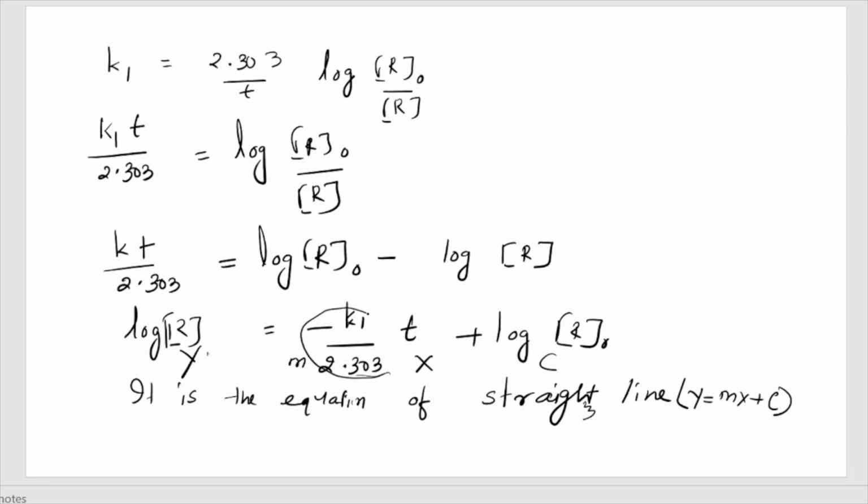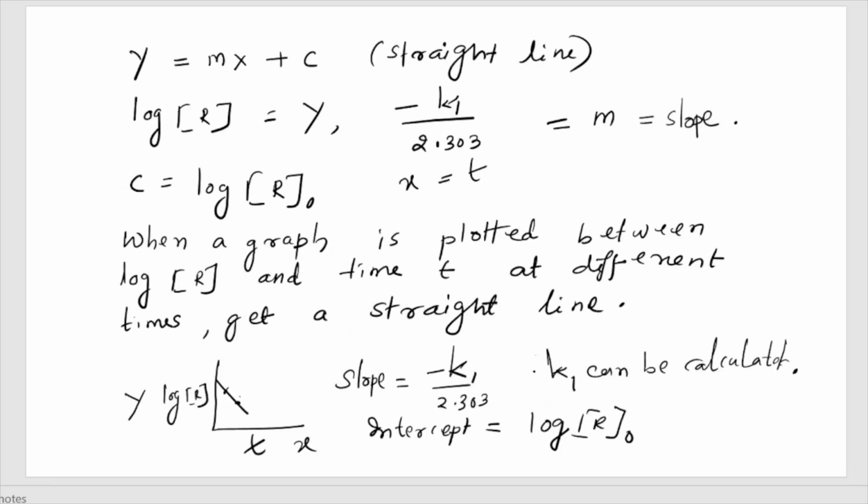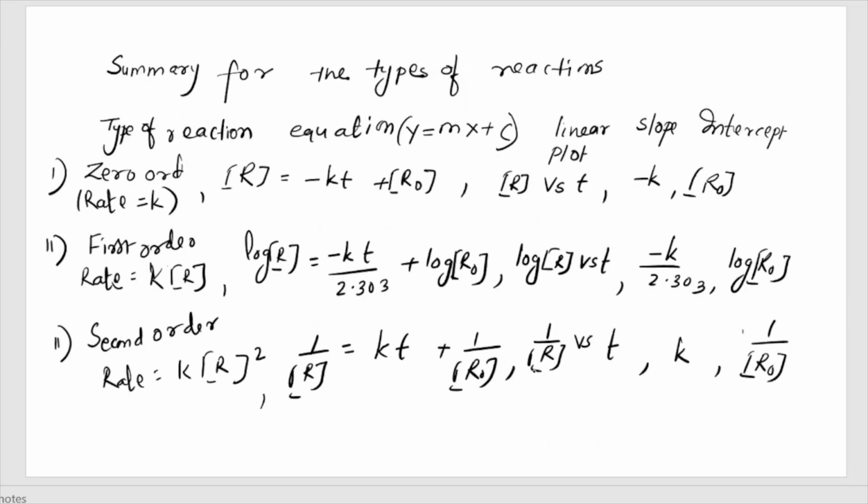Y equal to mx plus c, where m is the slope, t is on the x-axis, and log R0 is the intercept. Here you will get a straight line, just like in mathematics, y equal to mx plus c. Here log R is y, and minus K1 by 2.303 equals the slope, the x-axis is t and the y-axis is log R. You will get a straight line if you take different times. So from here you can calculate K1.